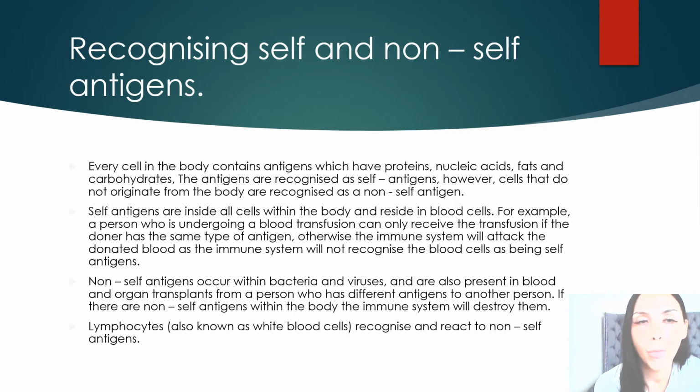For example, a person who is undergoing a blood transfusion can only receive the transfusion if the donor has the same type of antigen. Otherwise, the immune system will attack the donated blood, as the immune system will not recognise the blood cells as being self-antigens.